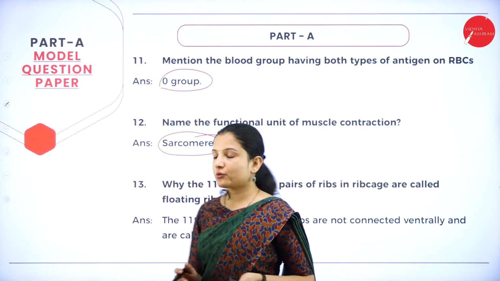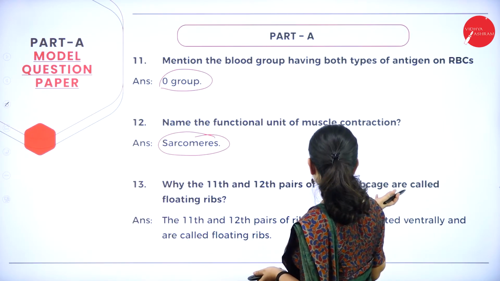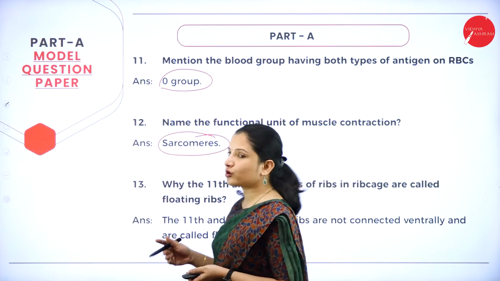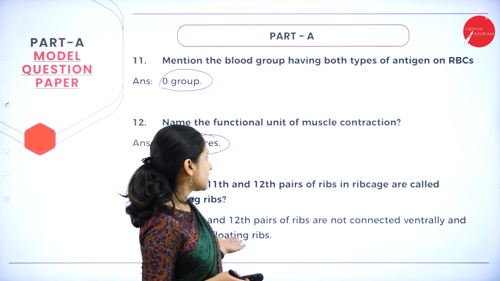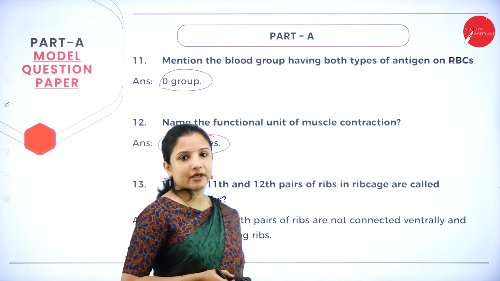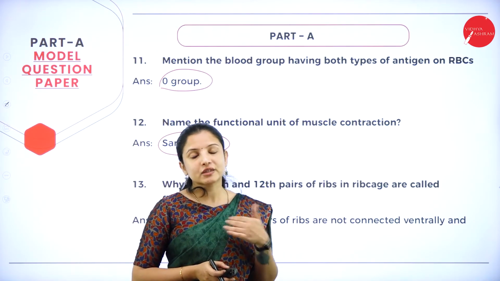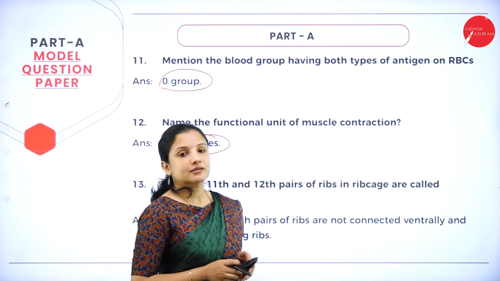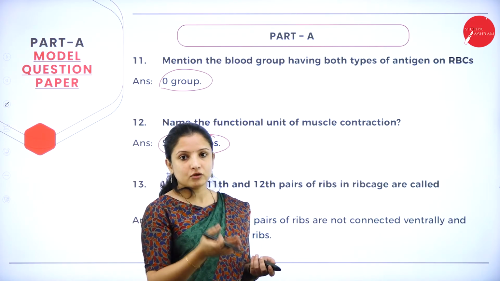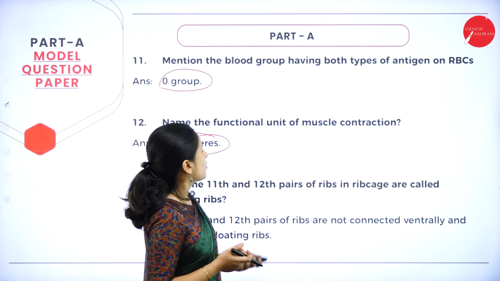Moving on to the next question: why are the 11th and 12th pairs of ribs in the rib cage called floating ribs? Because they are not connected ventrally, that is, they are not directly connected to the sternum. That is the reason why they are called floating ribs. So that is how you need to write, whether in a word or in a sentence, depending on the question.